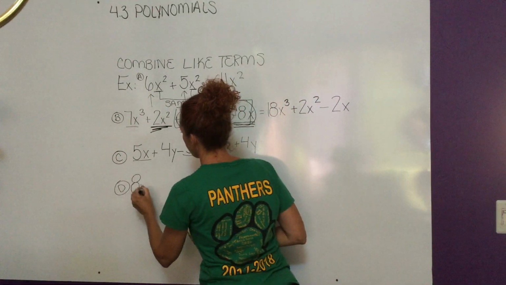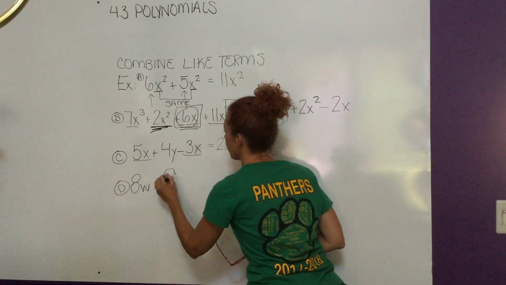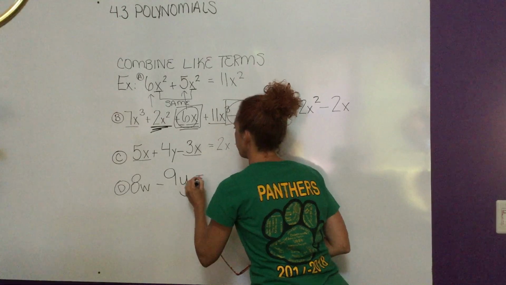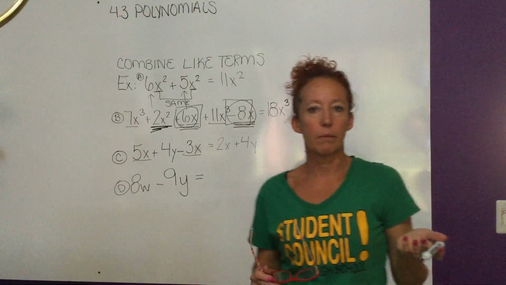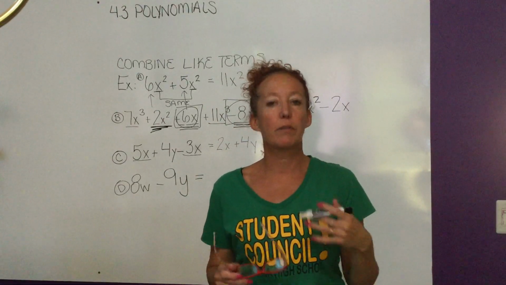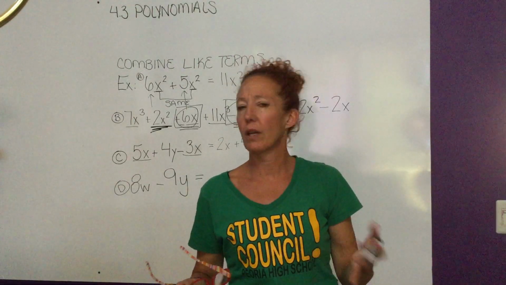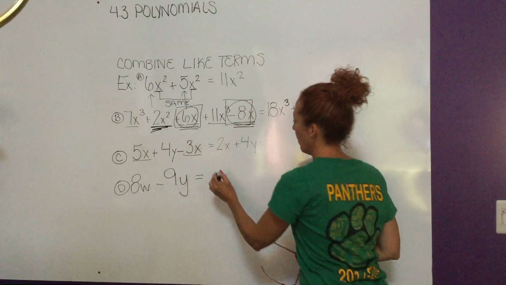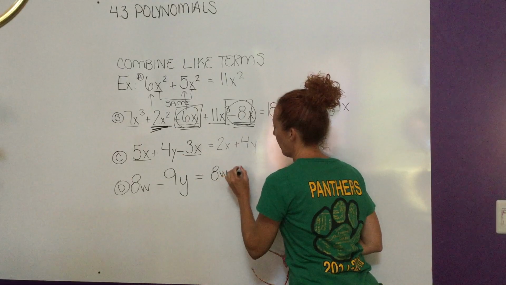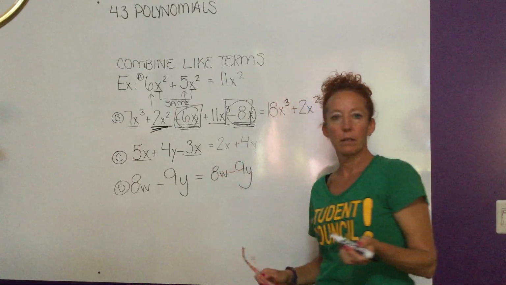All right, so what if it's something like this? There are no like terms, so you can't combine anything. So if you see something like this in your homework, it's simply trying to confuse you. You just rewrite it, like you can't do anything. That's it. All right?